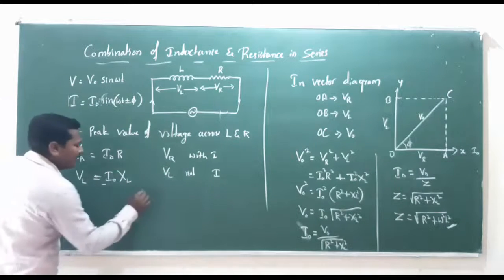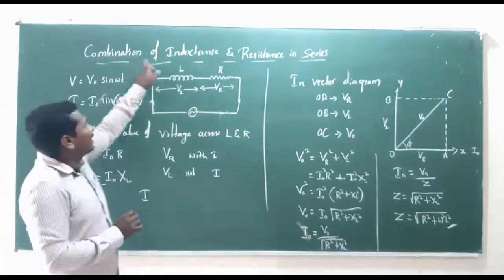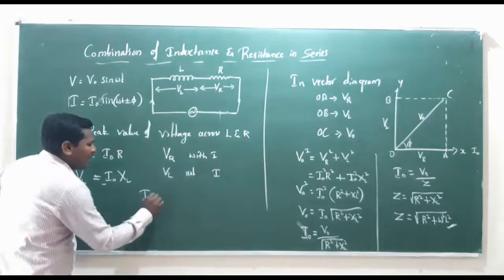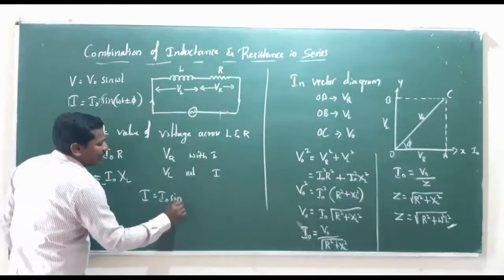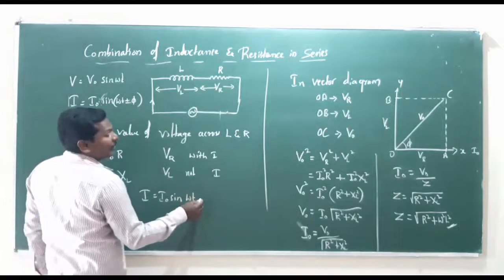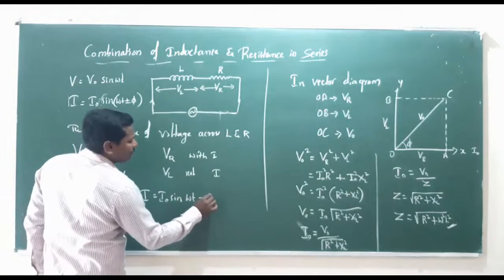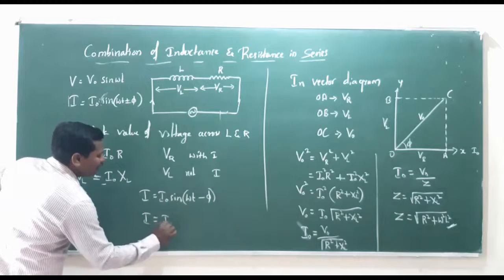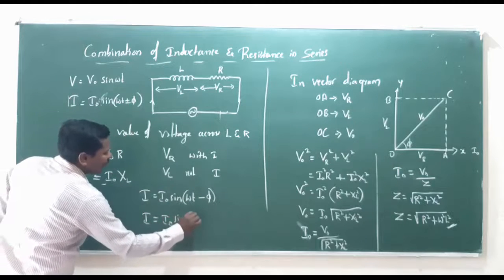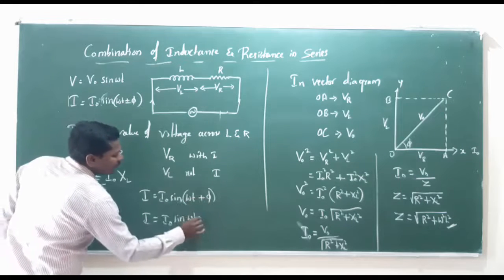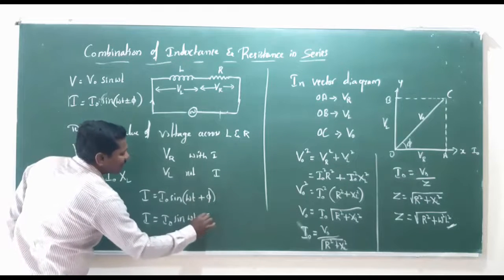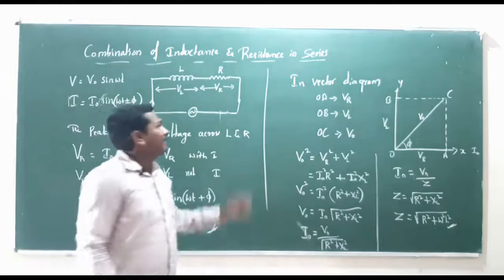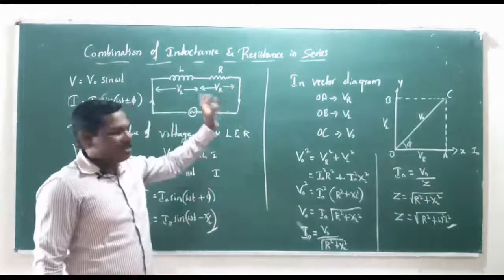Based on that, the current in the series combination of inductance and resistance is I equal to I naught sine of omega t minus phi. Therefore I is equal to I naught sine of omega t minus pi by 2, and this is the current flowing through that LR series circuit.